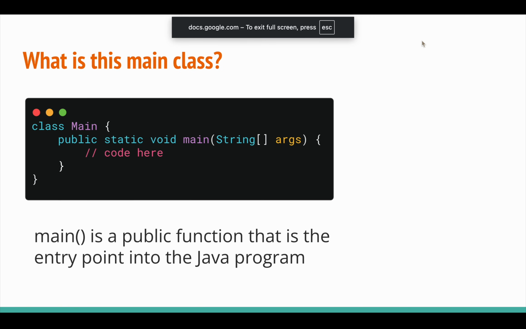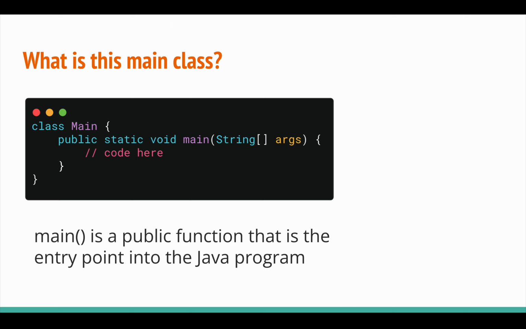And after you create your first pad, you might have noticed that it automatically comes with this main class. So what is it? Within the main class, you have this main function, and it is a public function that is the entry point into the Java program. And that basically means that every time you want to create a new Java program, you always start with this main class and this main function. And all of your code just goes here.